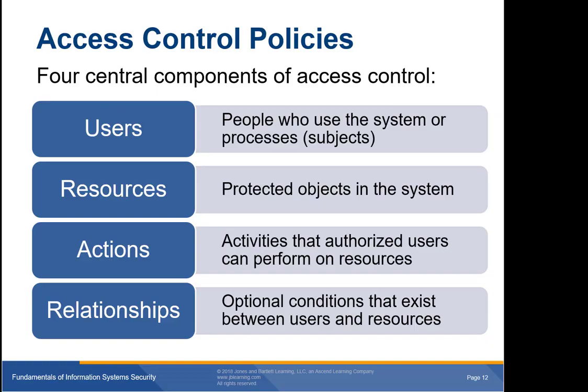First, you have users. These are the people who use the system or processes that perform some service for other people or processes. A more general term for users is subjects. Resources. Resources are protected objects in the system. Resources can be accessed only by authorized subjects. Resources can be used only in authorized ways. Actions are activities that authorized users can perform on the resources. And relationships, these are optional conditions that exist between users and resources. Relationships are permissions granted to an authorized user, such as read, write, or execute.